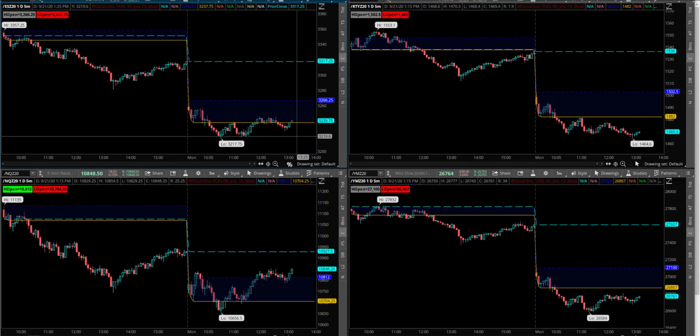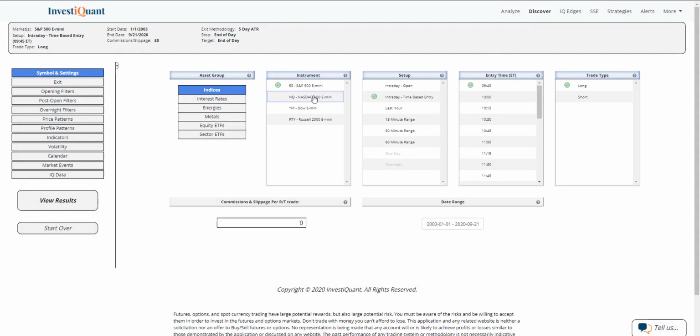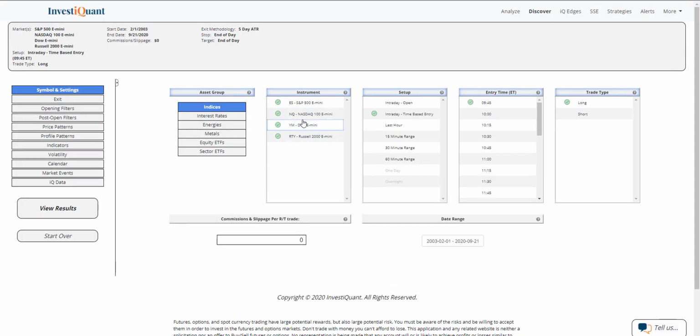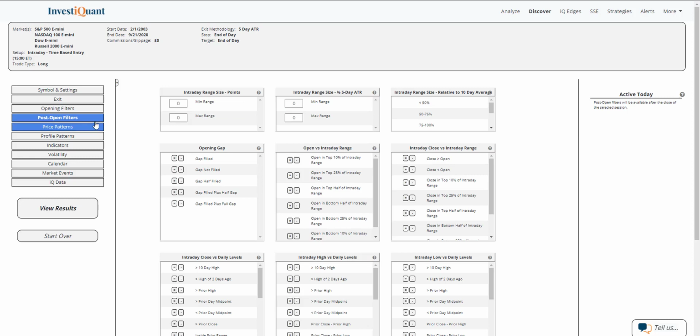So I'm going to go into Discover, and I'm going to describe this pattern for all four instruments, even though NASDAQ is likely not going to be true for today since it is acting differently than the others. But let's use a 3 p.m. entry time. Here we'll set it up as a long, and I normally go in and set an opening filter. I'm not going to do that because the post-open filter I'm going to use to describe the action will, by definition, be a down gap below the prior day low.